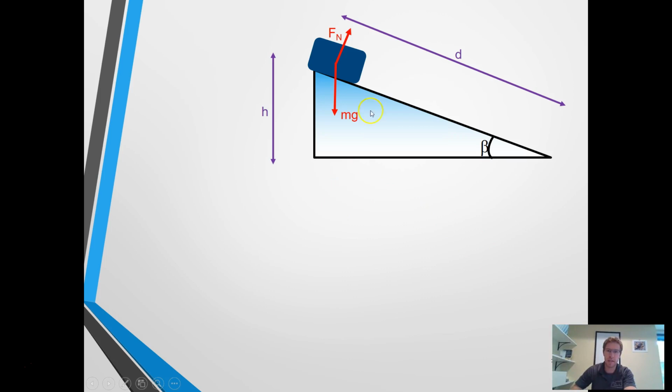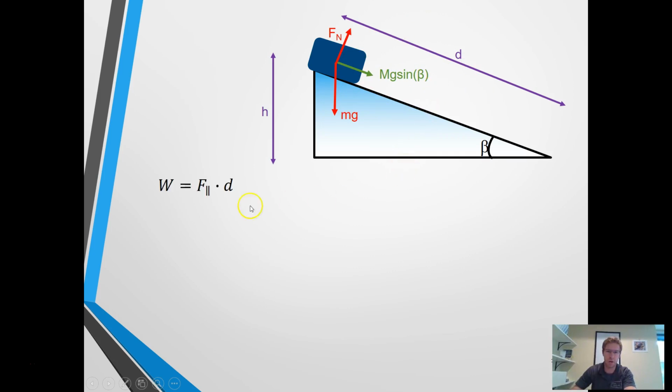So what is it that's doing work? Well, the normal force is completely perpendicular to d, the displacement, so the normal force can't be doing any work. The only other force that must be doing work is the weight. But if you notice, the weight is mostly into the ramp. Only a small portion of it is down the ramp, and so it's only a small component of the weight that is parallel to the displacement, so it's only mg sine beta that's actually doing any work.